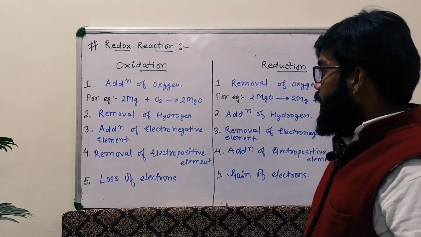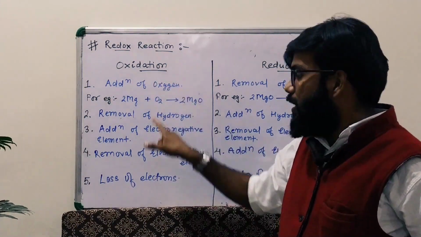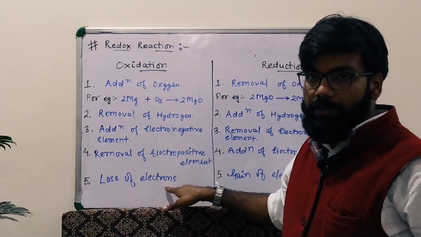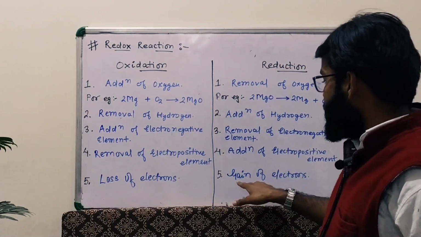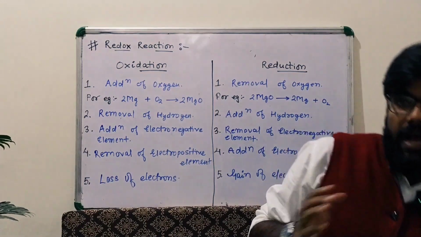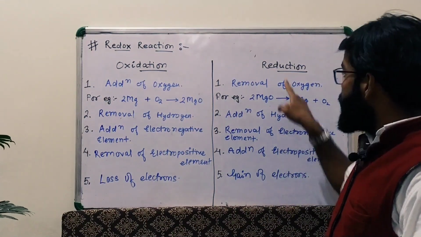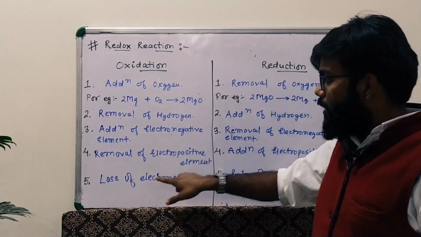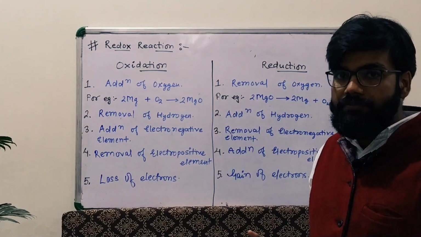So in oxidation process or reaction, what happens? Loss of electron takes place. And in reduction, what takes place? Gain of electron takes place. So we can say that a chemical process in which gain of electron takes place is known as reduction. A chemical reaction in which loss of electron takes place is known as oxidation.